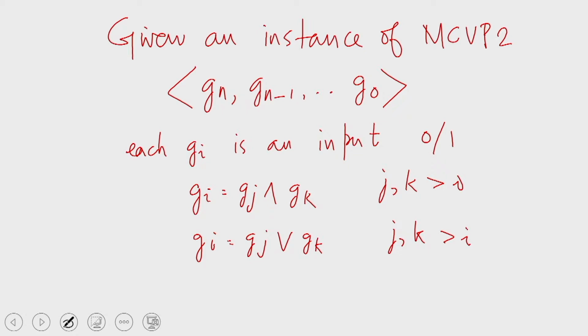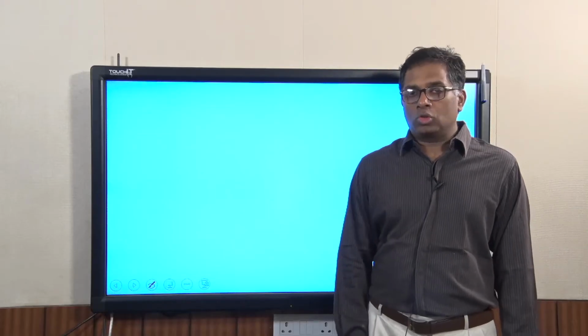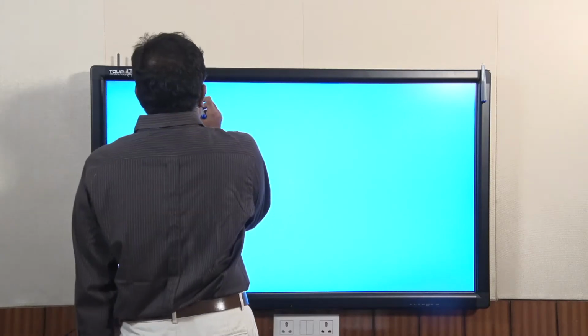So we are given such a circuit, and the requirement is to evaluate G0. That is, we have to check whether G0 evaluates to 1 or not. So that is the MCVP2 problem. Now given this instance of MCVP2, what we are going to do is to construct a graph, a flow network, using the inputs of the MCVP2 circuit.